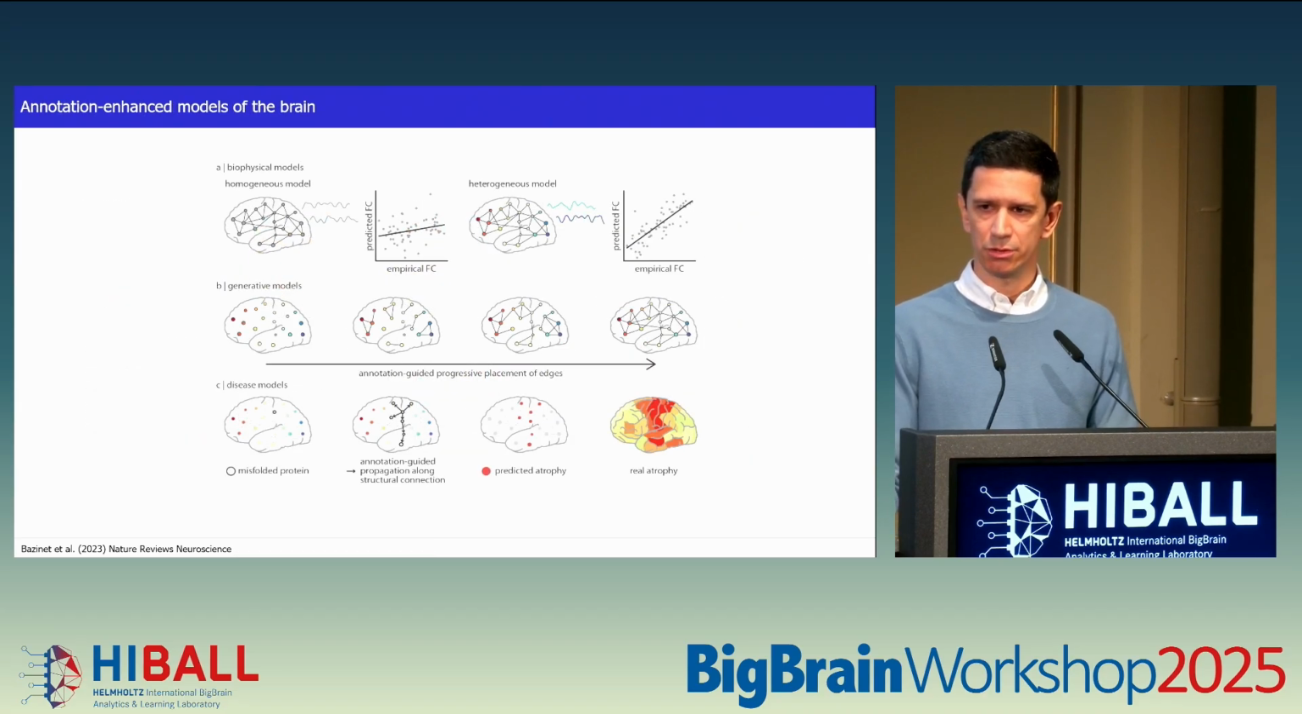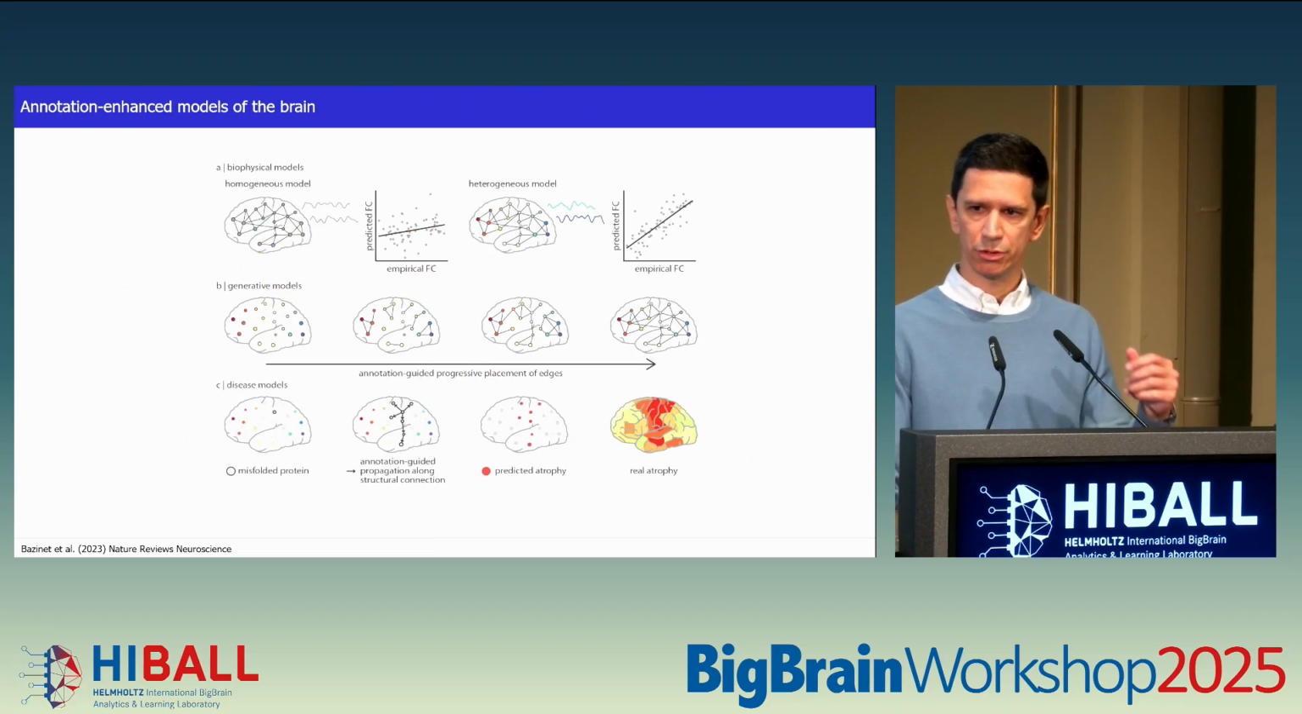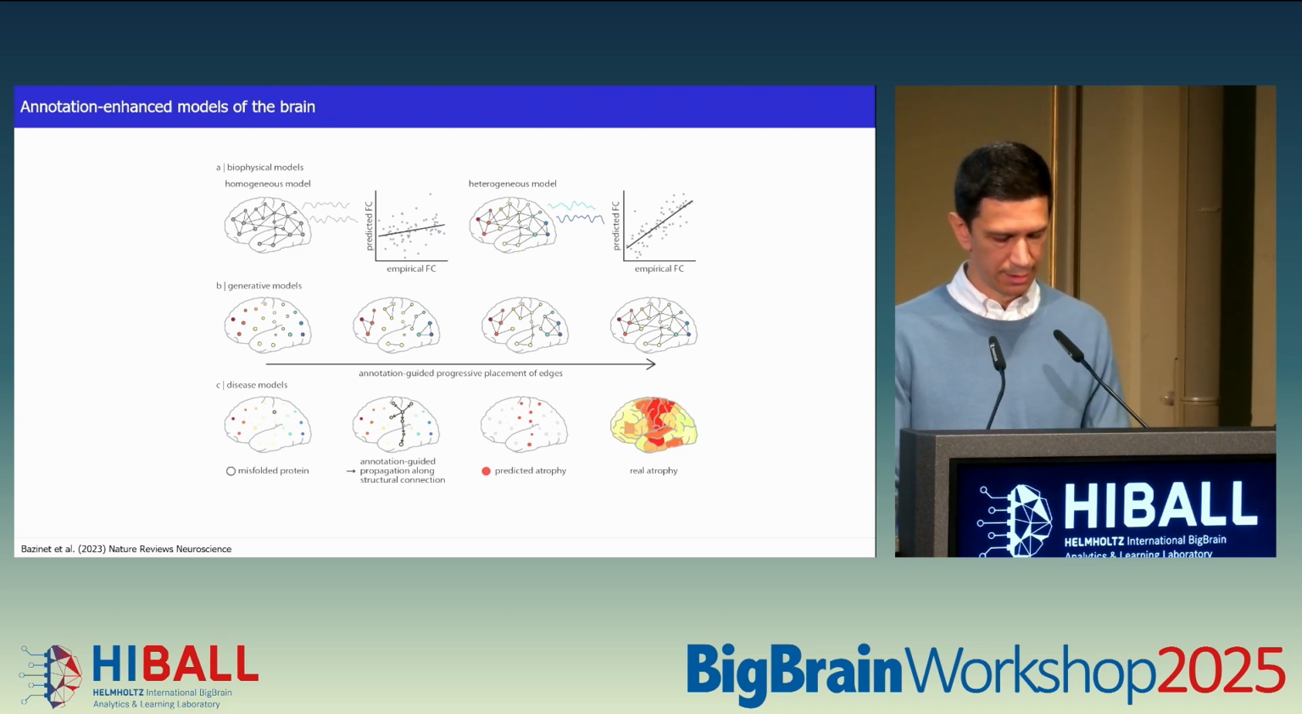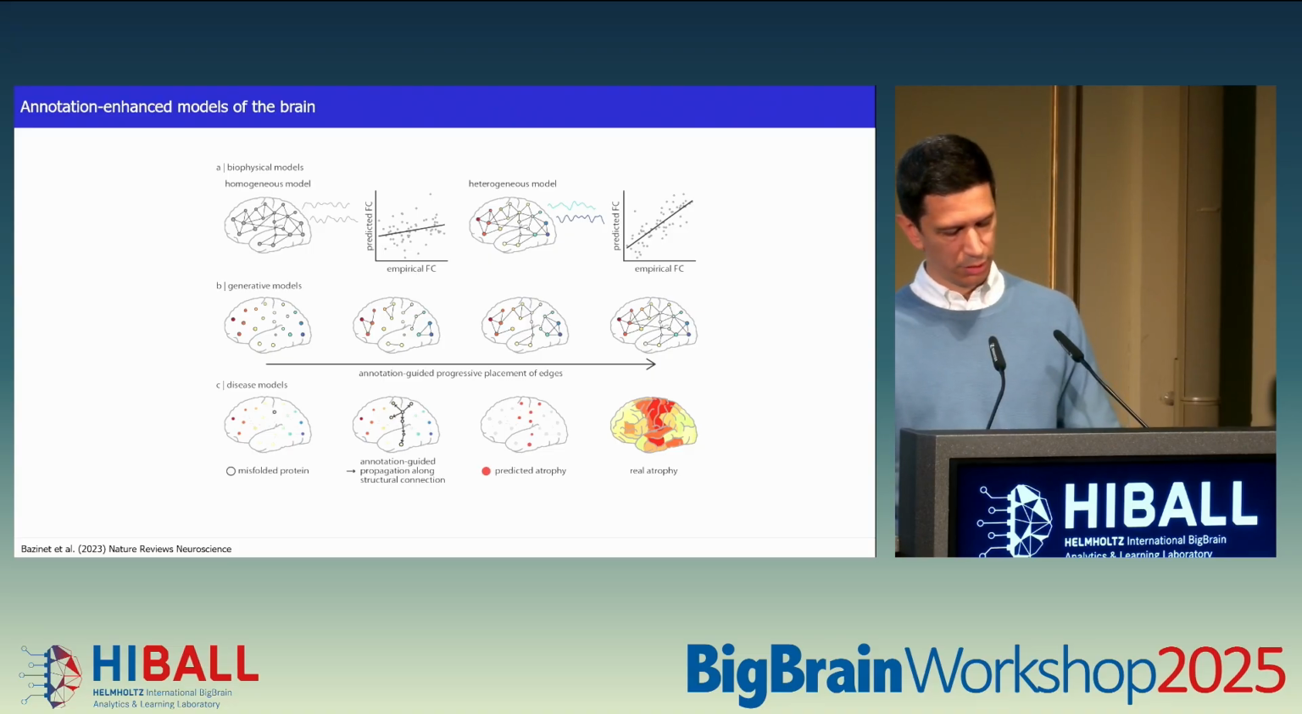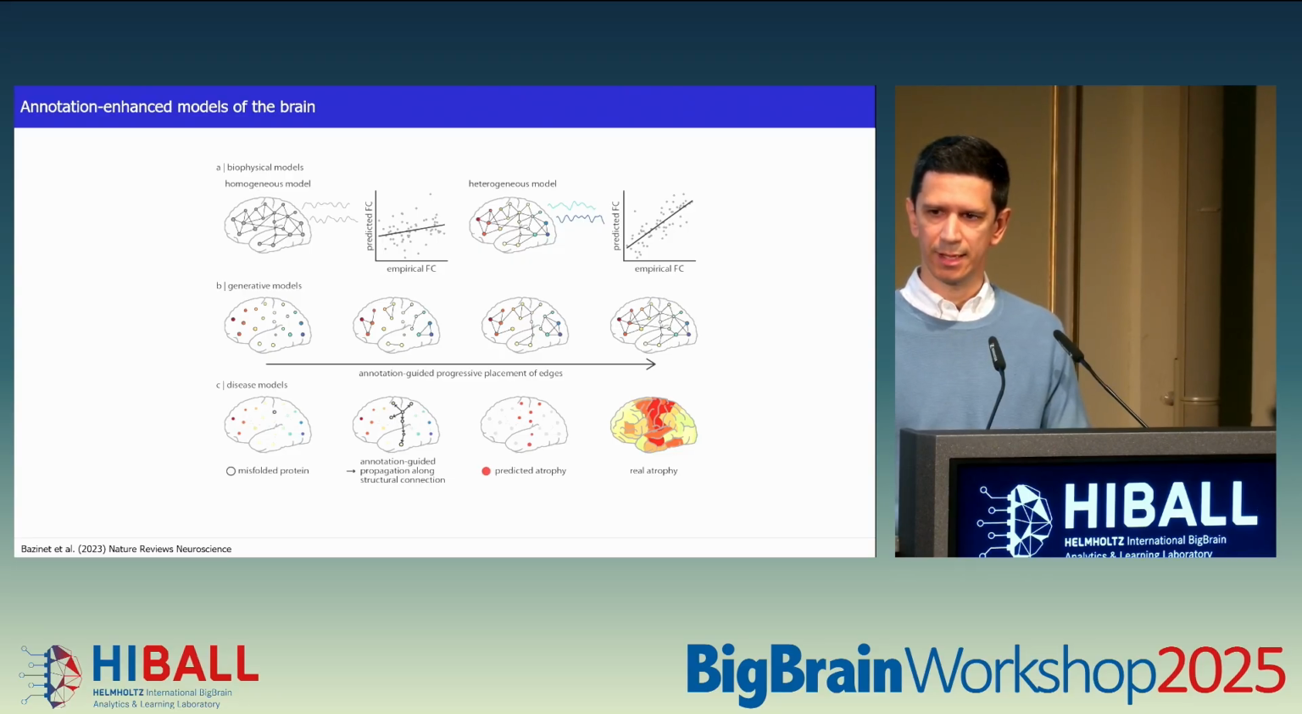You can also use these to make better models. So you can use annotated connectomes to make better models of brain function. You actually saw some of those examples already. You can use them to make generative models of how the brain develops. And finally, and I think you also saw this again from Alan's talk, you can use these annotated networks to make better models of disease spread as well.